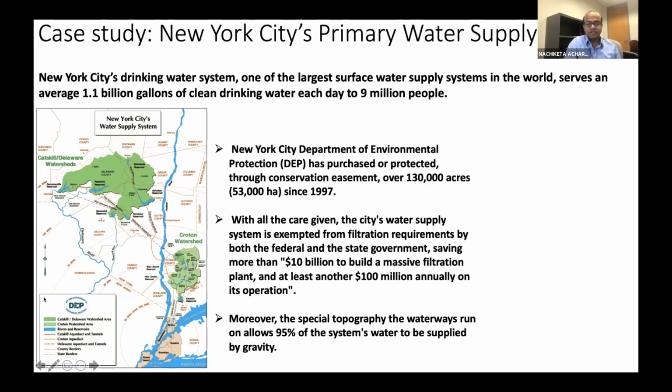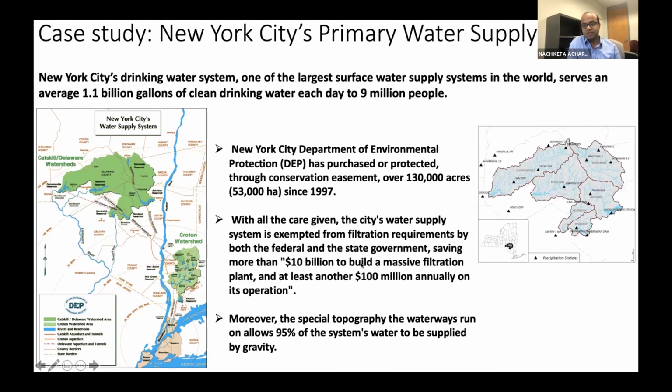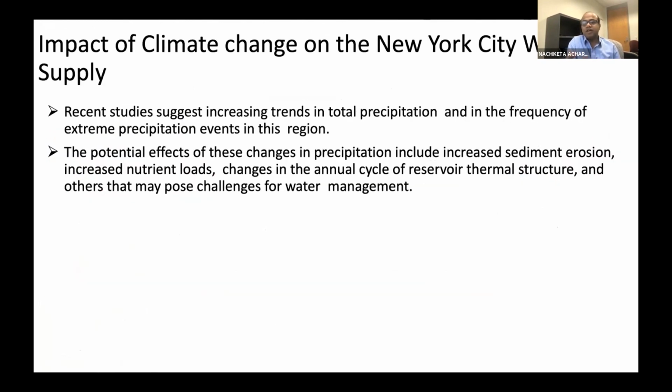This is a real case study we did for the New York City primary water supply. The New York City primary water supply comes from the upstate reservoirs. They have 6 watersheds, and since the 18th century they have wanted to preserve this area to minimize the cost of filtration. If you zoom in, the area is a combination of 6 watersheds. Mostly gravitationally, the water comes to the city, covering almost 95% of the system. But why are we interested in that?